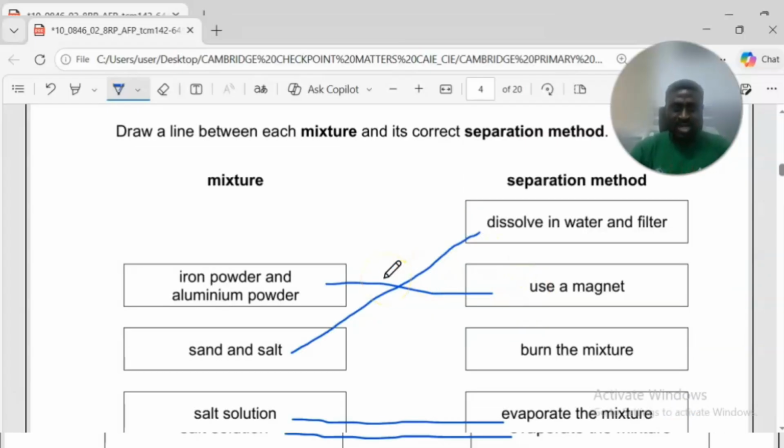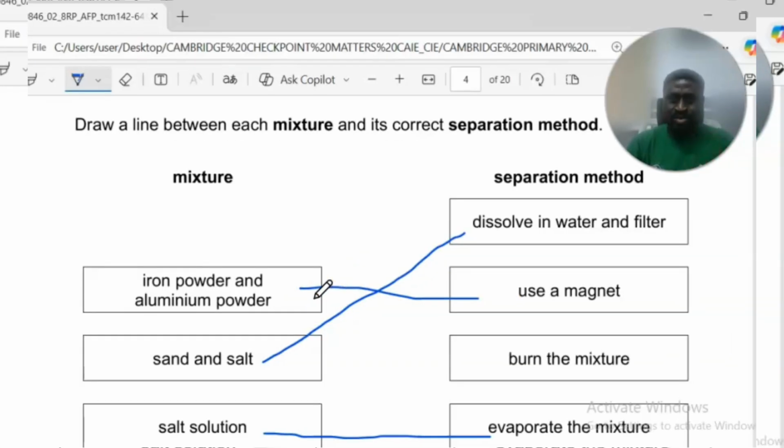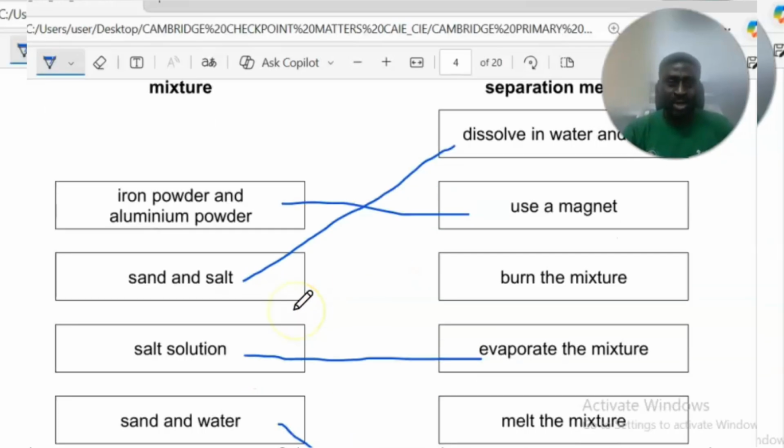Mostly when you see a question like this, take your time and first study the mixture. Study the substances that form that mixture. Is it existing in solid state, liquid state, or gaseous state? Then from that idea, you begin to think and relate it to the most probable or best separation technique or method that can separate it, so that you can have two different substances clearly separated by the aid of those separation techniques. All right.